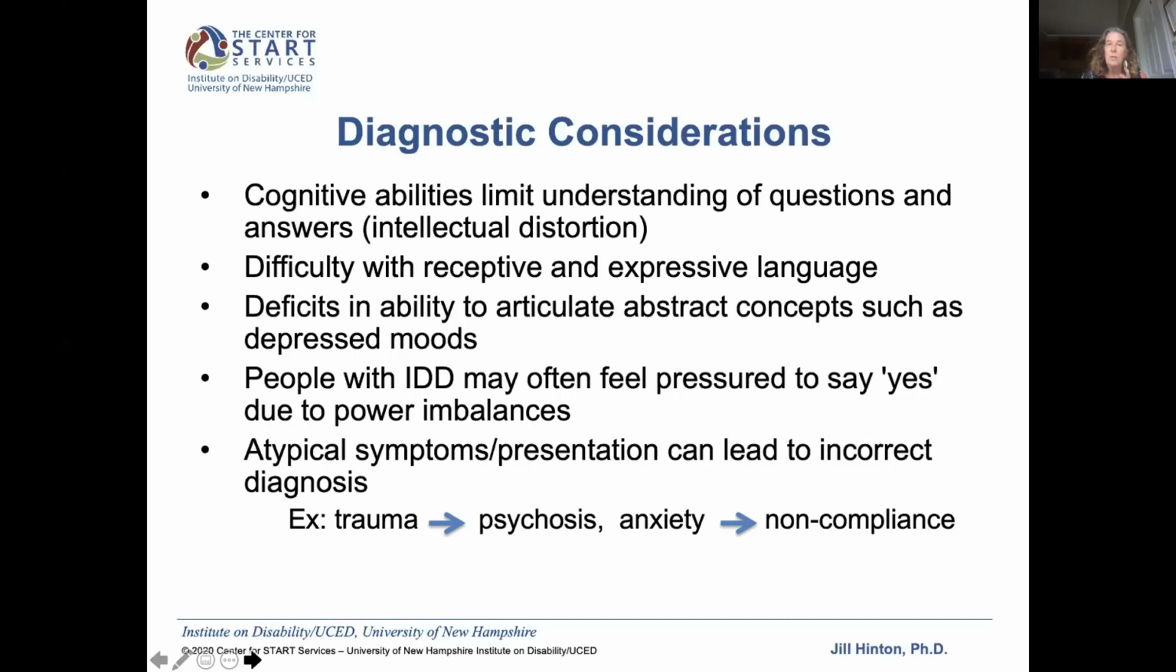And then, because of some of these things, sometimes people's presentation doesn't match what would be shown in the general population in terms of diagnostic criteria. So things get misdiagnosed. Somebody who's experienced trauma in their life may be reliving some of that trauma and talking about it in ways that people can't understand, and be misdiagnosed as having psychosis, for example. Somebody who's very anxious and is having difficulty going into the community or doing things that they used to like to do can be seen from a behavioral perspective as non-compliant.